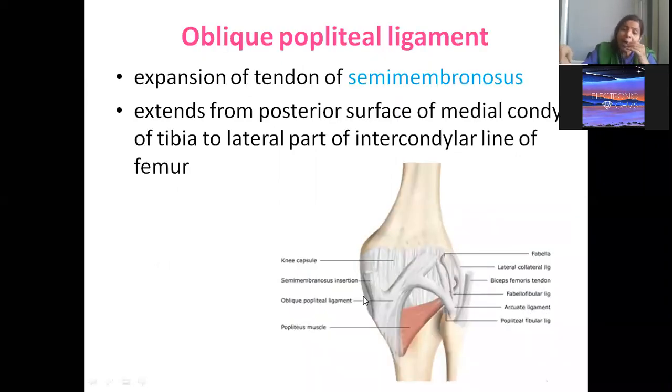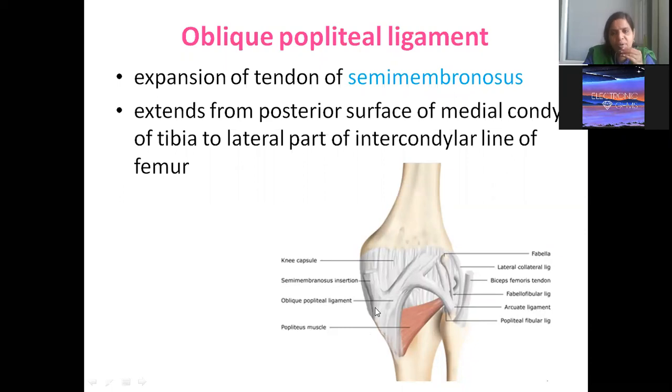Now, accessory, that means supportive, ligaments are there. Apart from these major ligaments, when you observe from behind, we have the oblique popliteal ligament. Just now I told you that on the posterior surface of the medial condyle of the tibia, we have the insertion of semimembranosus. That semimembranosus tendon's upper expansion gets expanded in the form of the letter Y, which is forming this oblique popliteal ligament. So, expansion of the tendon of semimembranosus. Tibial collateral, adductor magnus. Fibular collateral, peroneus longus. Oblique popliteal, semimembranosus.